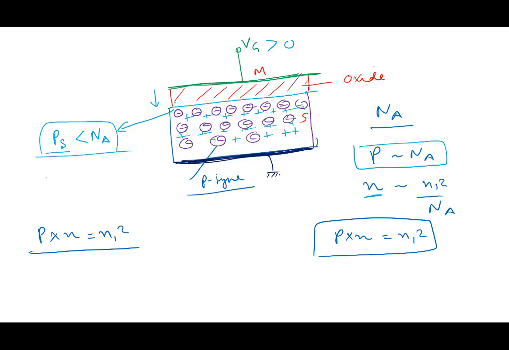Yes, so PS decreases, but NS into PS is always equal to Ni square, a constant. So something very interesting is happening. You're decreasing PS by applying a field, but what are you doing to NS? You're increasing it. You're decreasing the hole density and increasing the electron density. If you keep applying higher and higher gate voltage, the holes will become less and less, and the number of electrons will become more and more. So if I apply sufficiently large voltage, what do I end up creating at the surface?